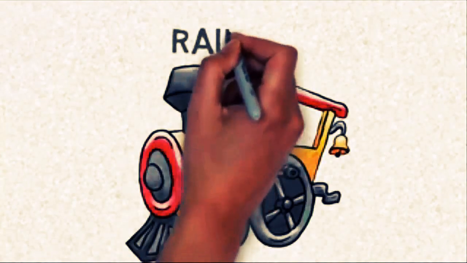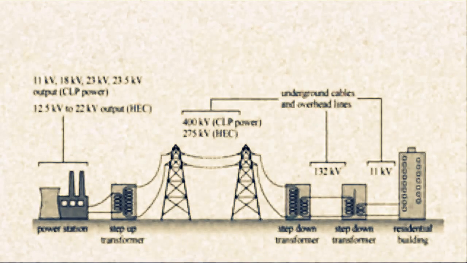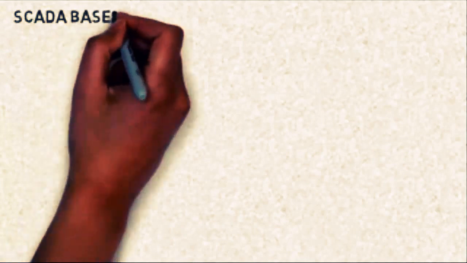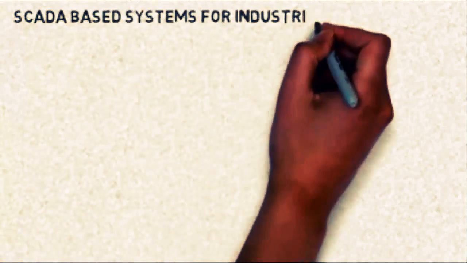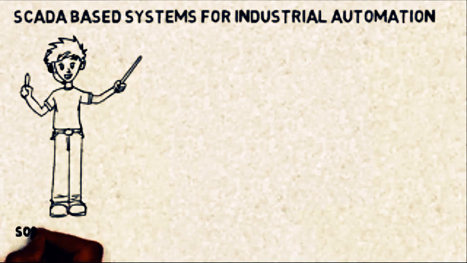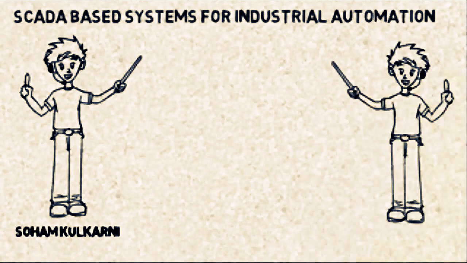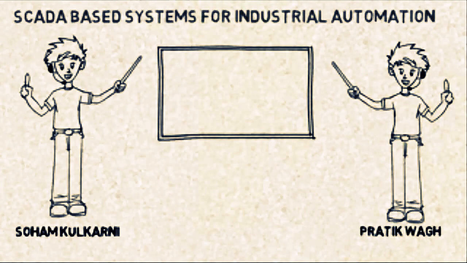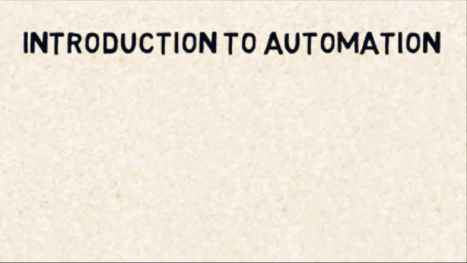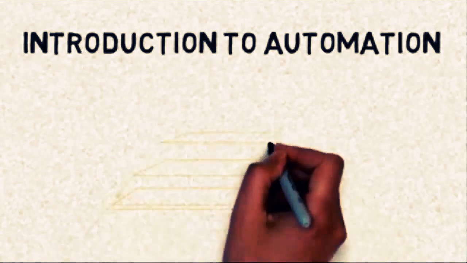On the other hand, how is a complex railway or electricity distribution network managed by the utility companies? The answer to all these questions is SCADA-based systems for industrial automation. So my teammate Soham Kulkarni and myself Pratik Wam are here before you to explain our topic, SCADA-based systems. Now let us get introduced to the basic structure of industrial automation to understand more about the SCADA system.